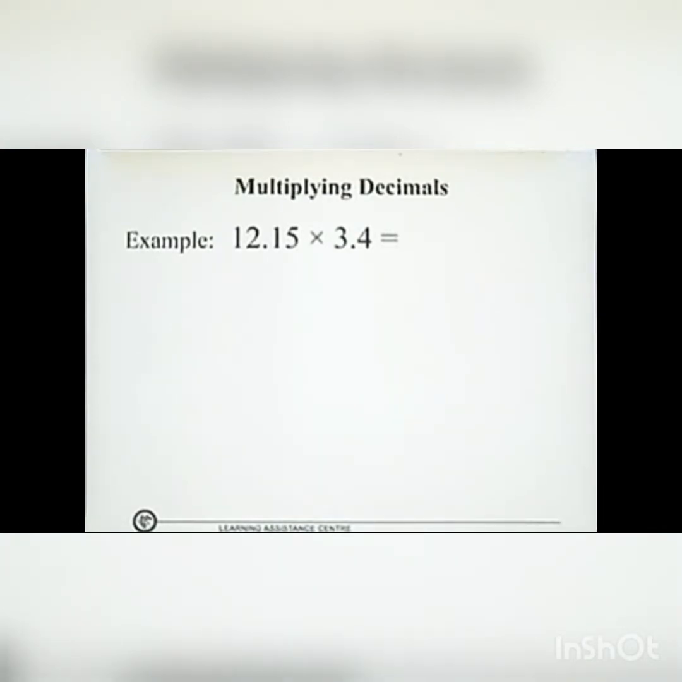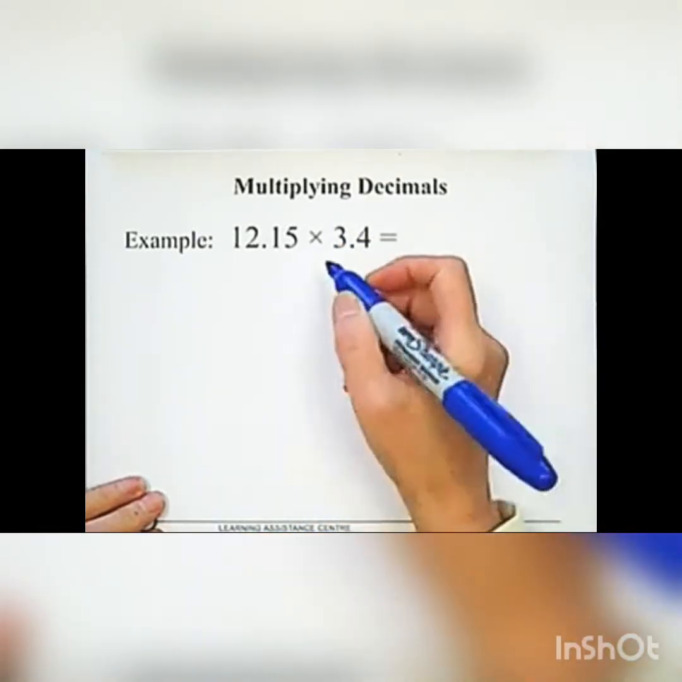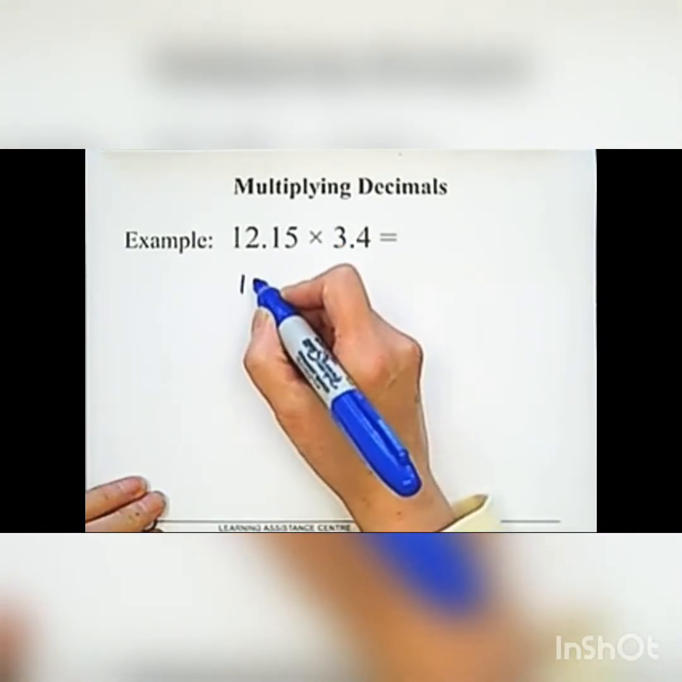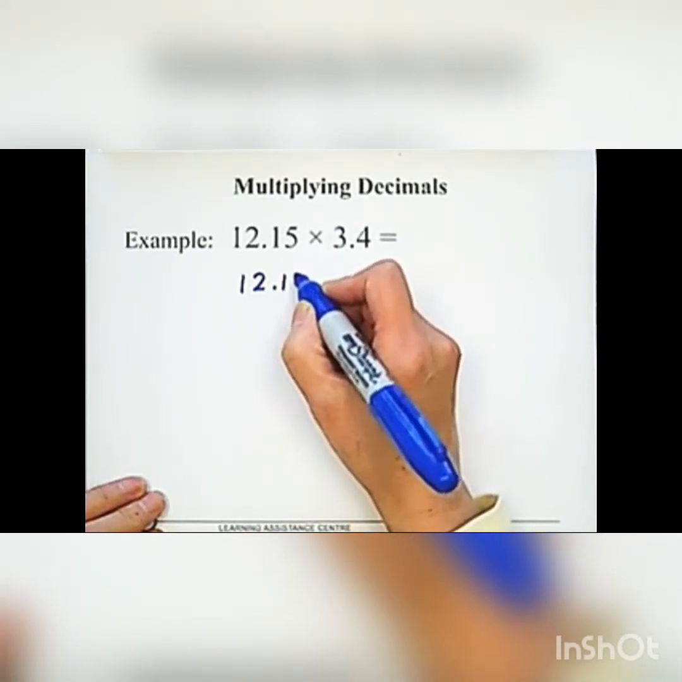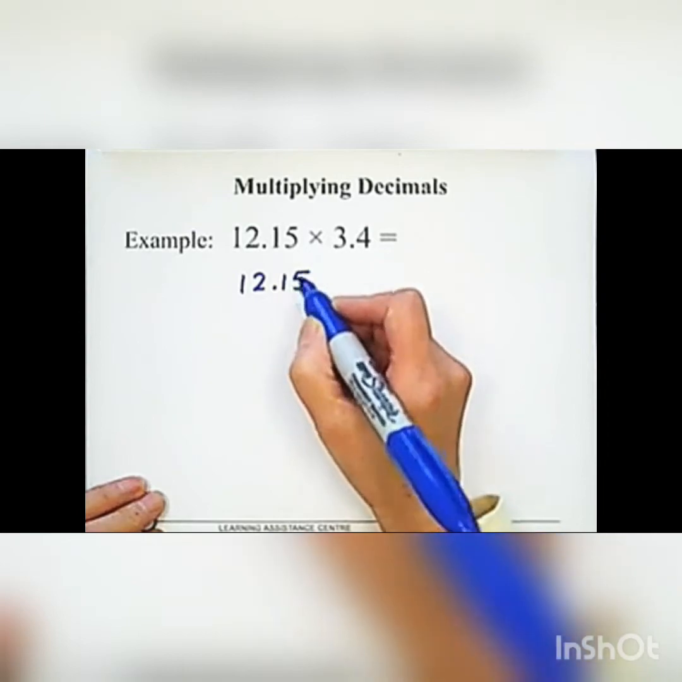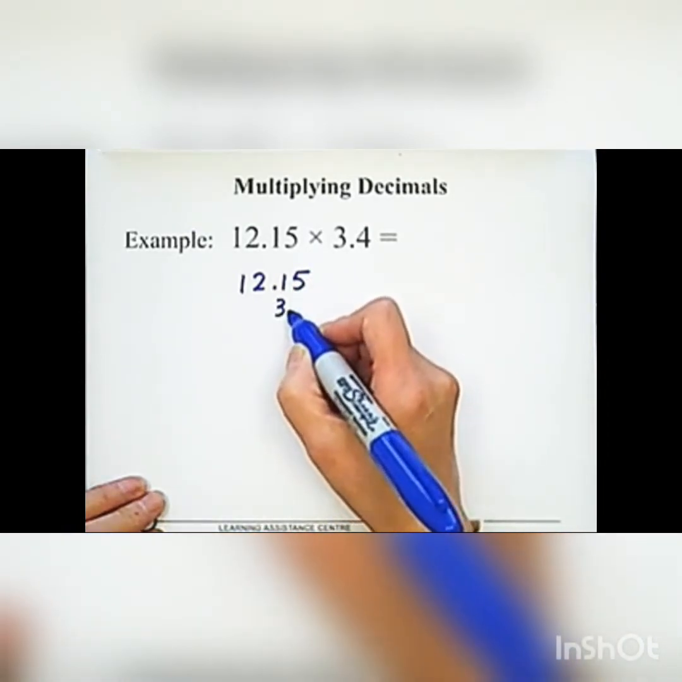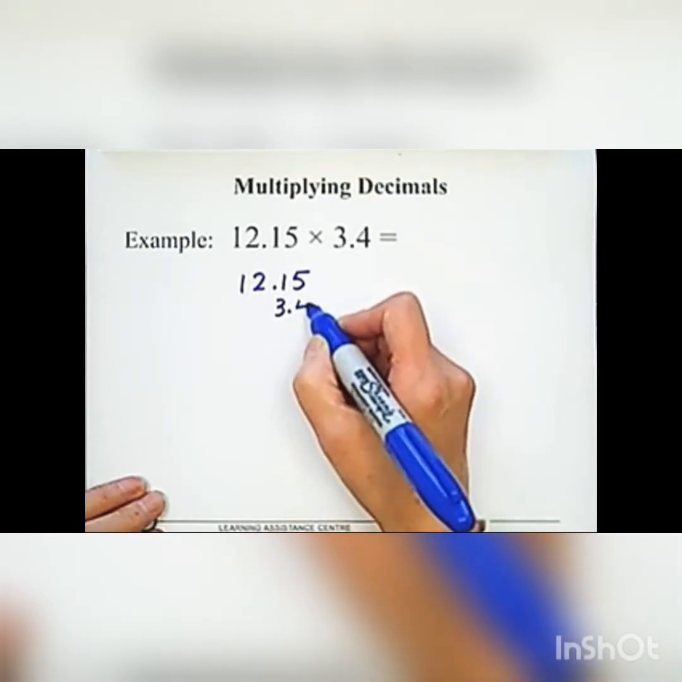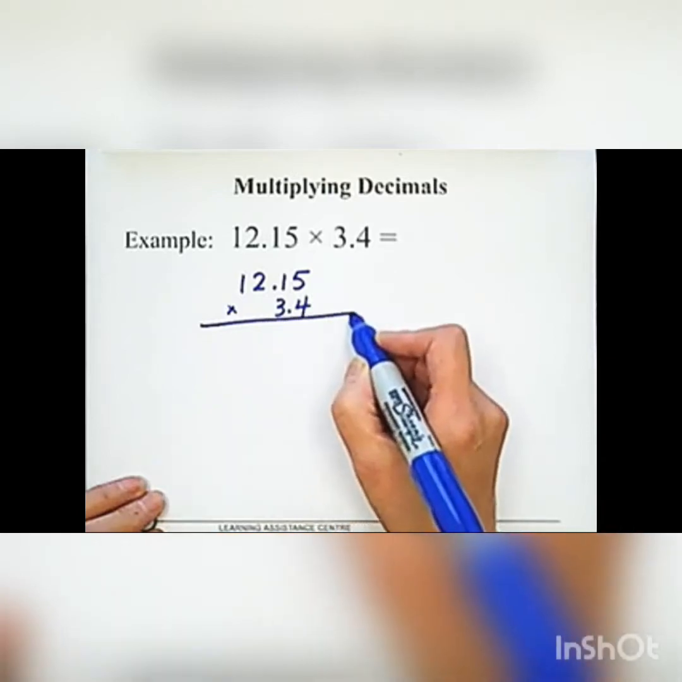So we have an example: 12.15 multiplied by 3.4. Firstly, we will arrange 12.15 in this way, and we have to multiply it with 3.4. So we will start with the multiplication.